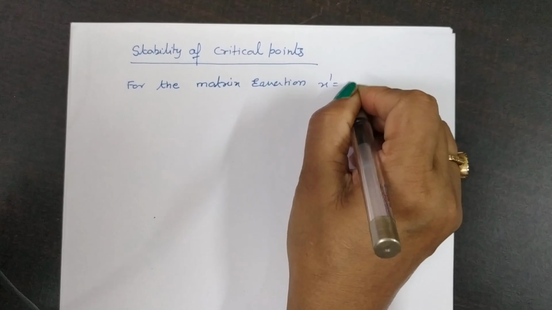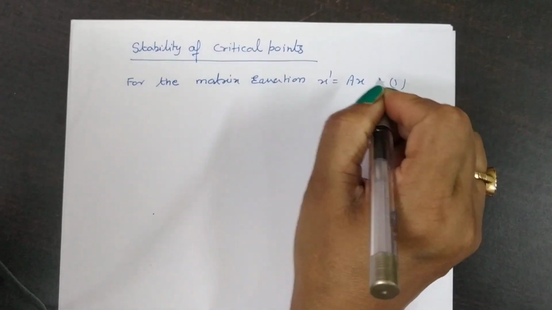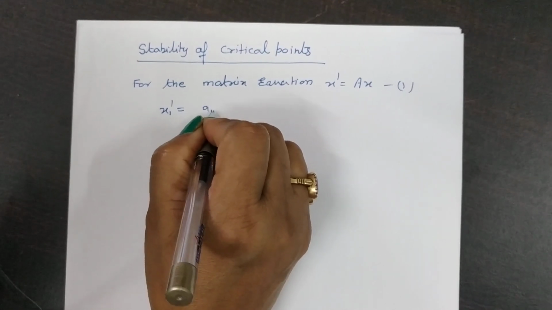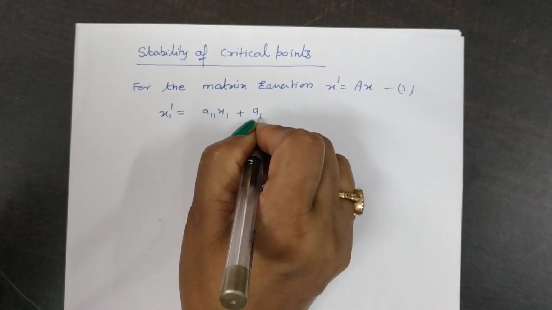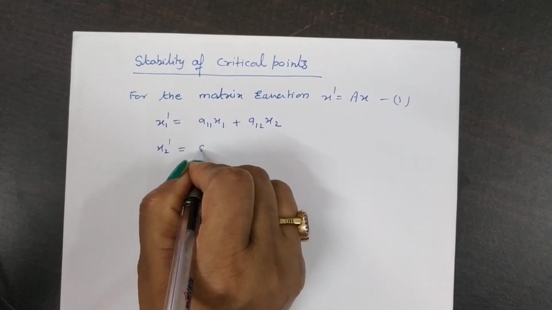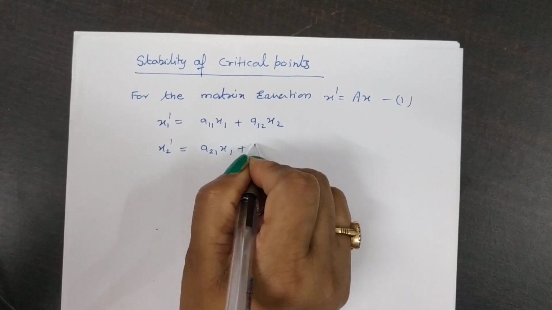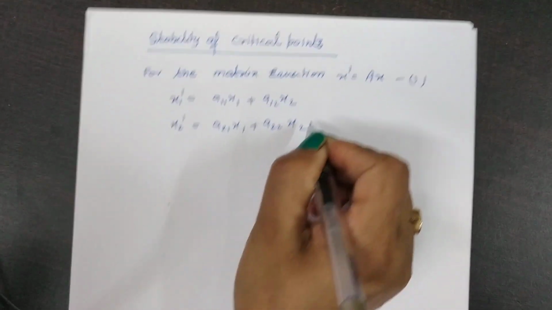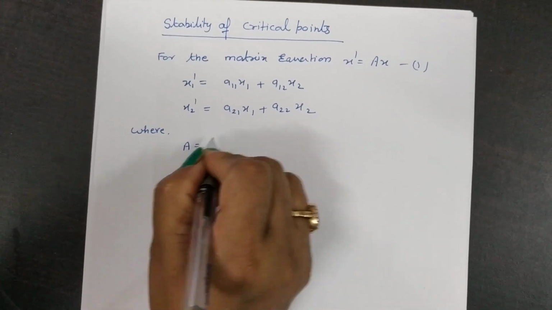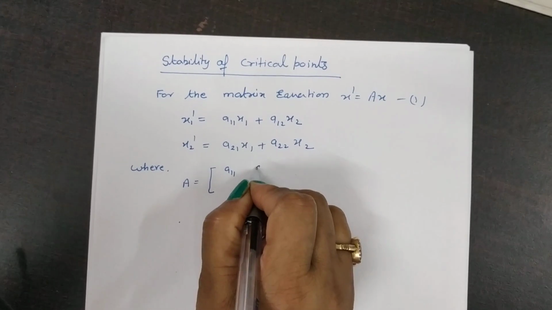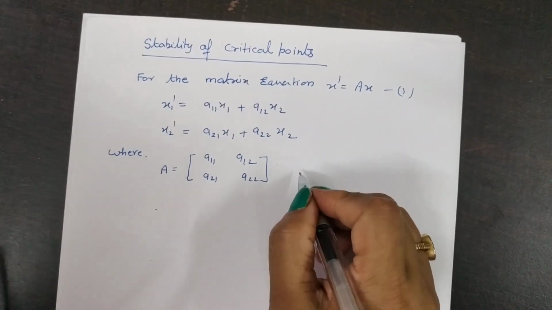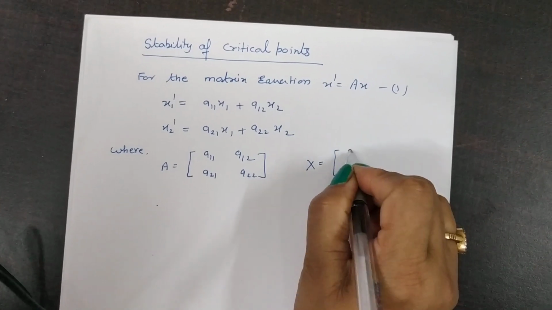x' = Ax. Let us call this equation number 1, which is defined as x1' = a11 x1 + a12 x2, and x2' = a21 x1 + a22 x2, where A is the coefficient matrix, which is defined as [a11 a12; a21 a22], and similarly x is defined as (x1, x2).